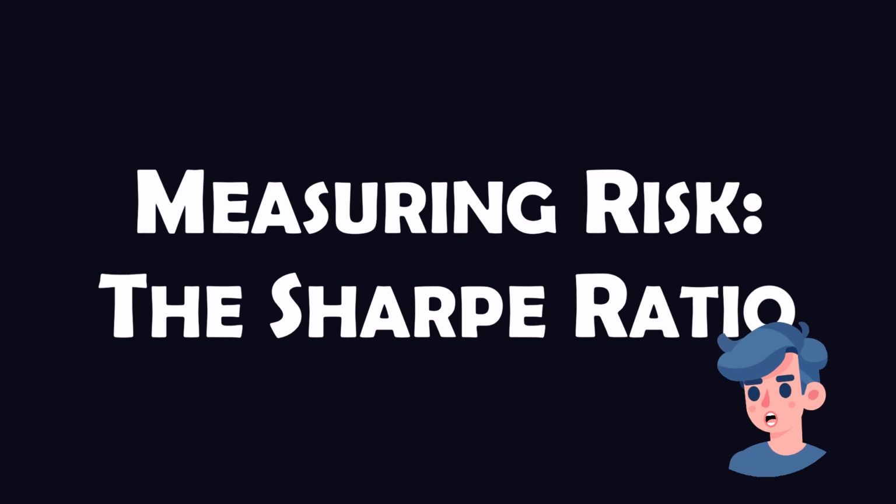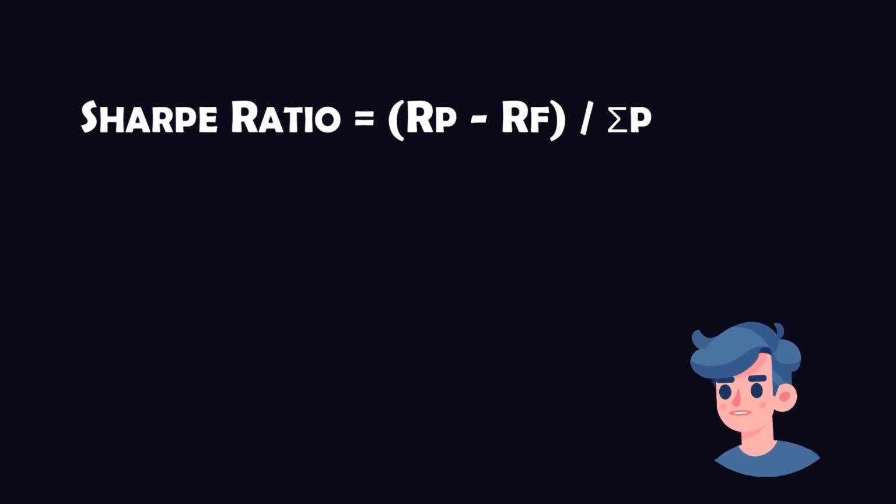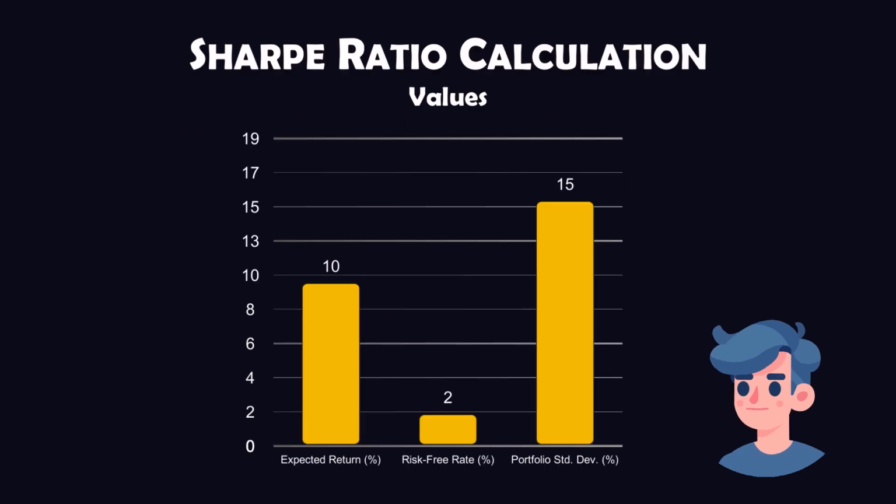It's essential to consider the risk associated with investments as well. The Sharpe ratio helps here by measuring the performance of an investment compared to a risk-free asset, after adjusting for its risk. For example, if an investment portfolio has an expected return of 10%, a risk-free rate of 2%, and a portfolio standard deviation of returns, risk, of 15%, the Sharpe ratio would be.